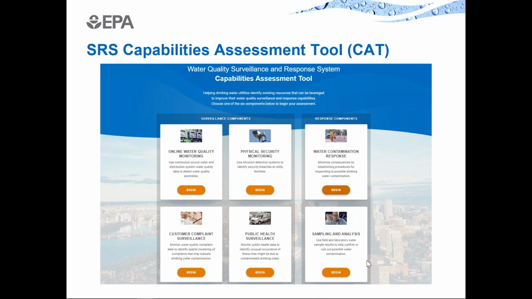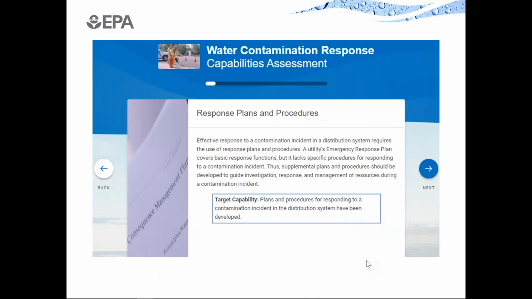The tool consists of 6 modules, 1 module for each SRS component. The design and process followed by each module is the same. To show how the tool works, we'll first work through the water contamination response module. Each module is organized according to a component's design elements or subject areas. This is an example of a design element intro screen that signals the beginning of a new design element section.